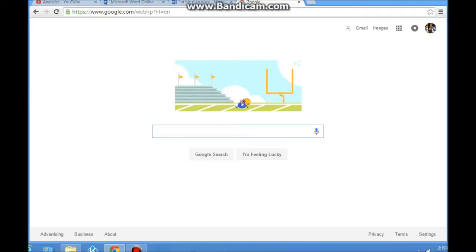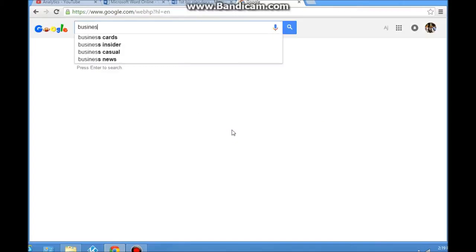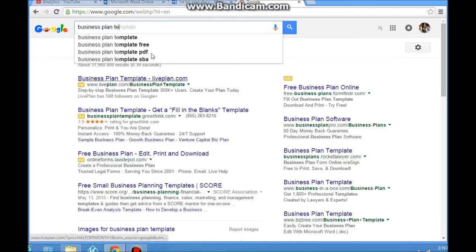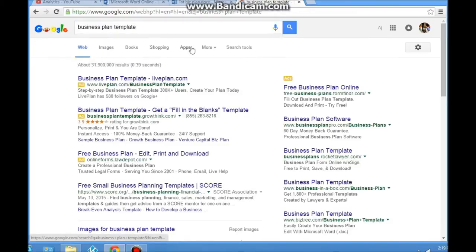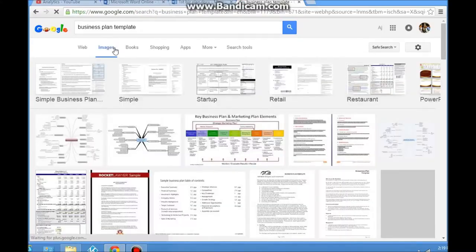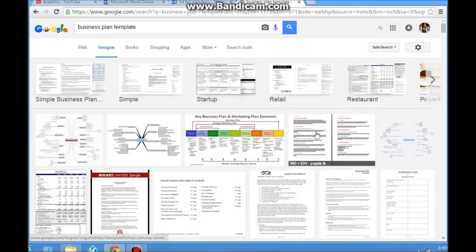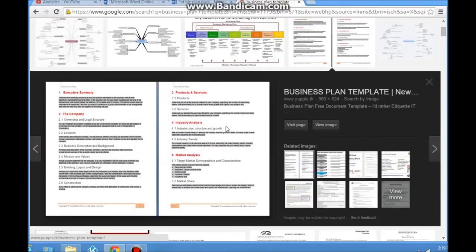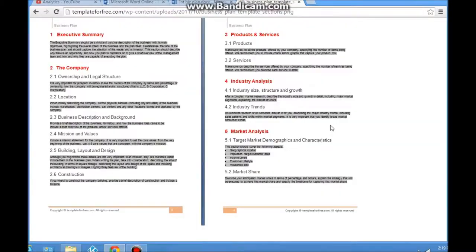So the first thing you want to do is go to Google and type in business plan template. Alright, now this is what I do when I do my business plan from scratch. And I simply go to images because I don't need them to tell me how to do it. I already know how to do it. And all you do, I like this one right here because it gives you, let me see if we can get that a little bit bigger image there.